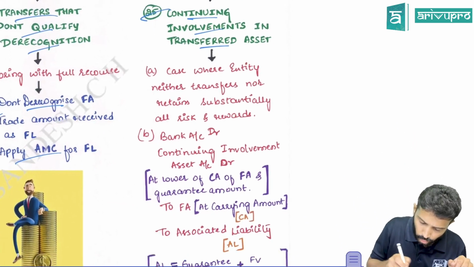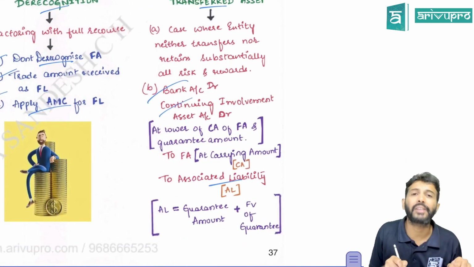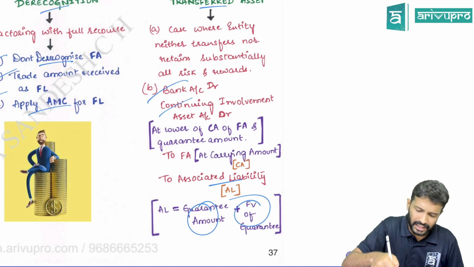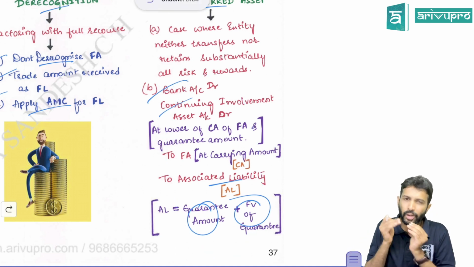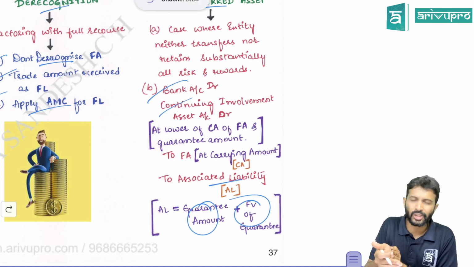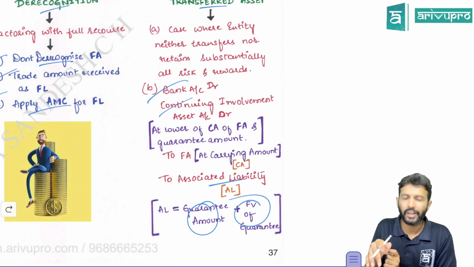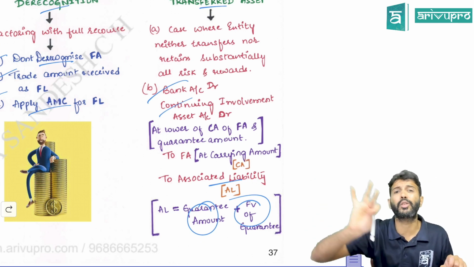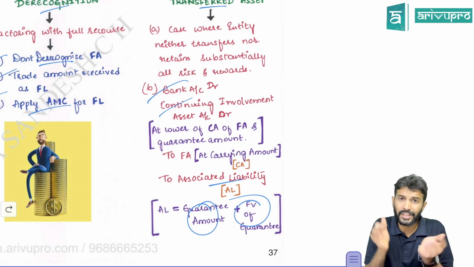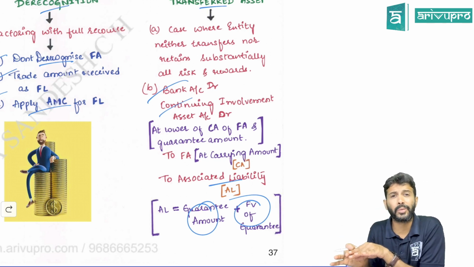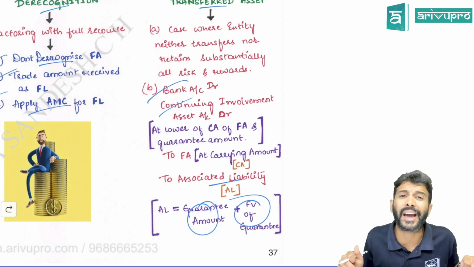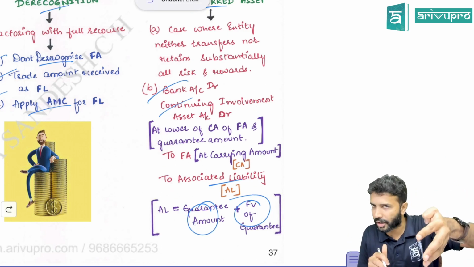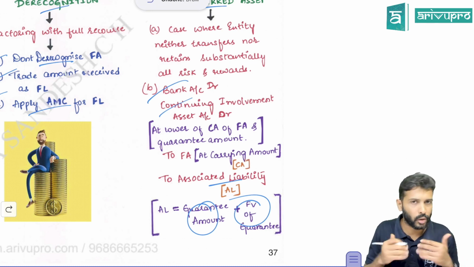This is the journal entry you will pass, and the associated liability will be recorded at the guarantee amount and fair value of guarantee both put together. Any balancing figure, you will transfer to P&L. Meaning you are involved in this asset. Normally these sort of things happen in a factoring arrangement where you also give some extra guarantee to the factor. Meaning if the debtor defaults, I will give you some extra guarantee like that. That means risk and reward on the original asset you have transferred, but you took some extra obligation of guarantee on your head. So that's the reason we account one asset called continuing involvement asset account. Since we have given a guarantee, we have to record one liability also.